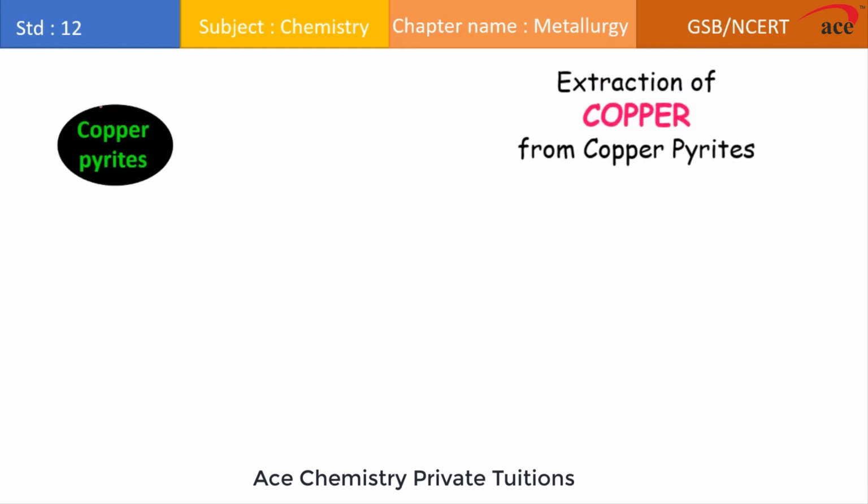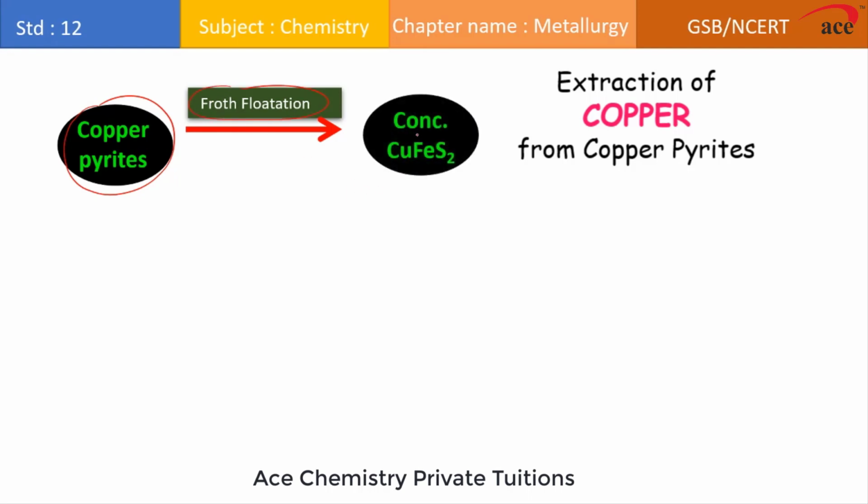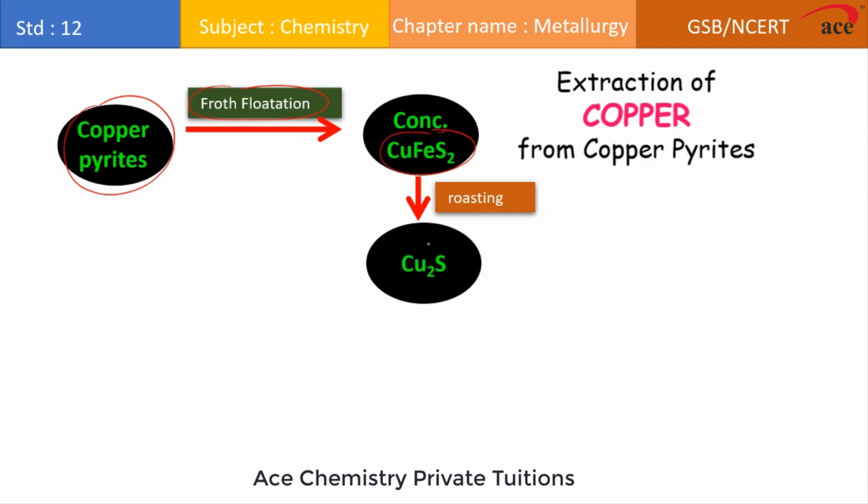The very first thing, the ore which is taken for the extraction is copper pyrite, that is CuFeS2. This copper pyrite is first concentrated. Since it is sulfide ore, the method of concentration that we are using is what? Flotation process. We are getting concentrated pyrite, and this concentrated pyrite ore is subjected to roasting, where we are getting oxides of copper and iron and copper 1 sulfide.